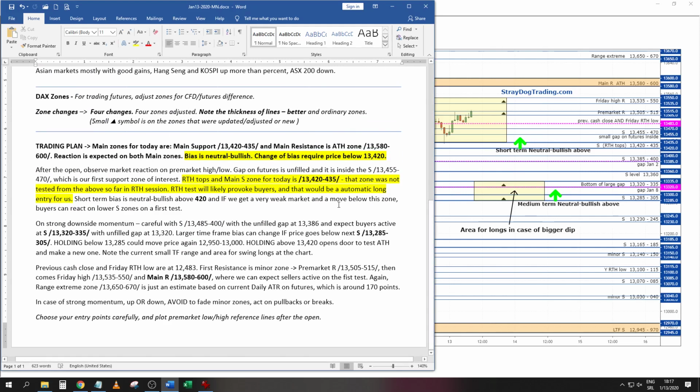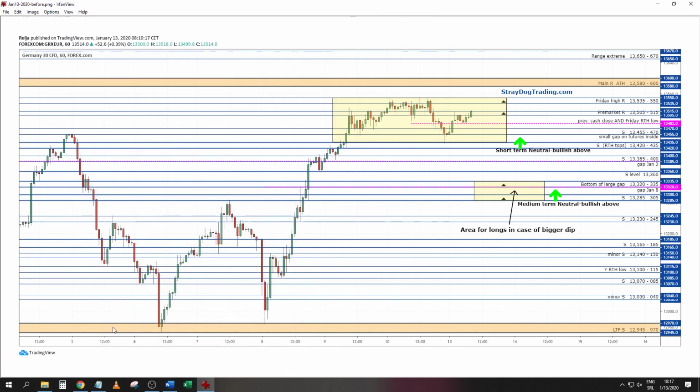So for today, bias was neutral bullish, meaning to concentrate on having longs on the good zones, and also to take shorts if a setup presents itself. So no fading of ordinary zones. If the market goes to the all-time high level, let's say, or makes a false break, that would be the short setup for us, or other false breaks. And for long setups, to fade these better zones, and the main support for today was this 420 to 445, and that was the one zone that was not tested in the RTH session.